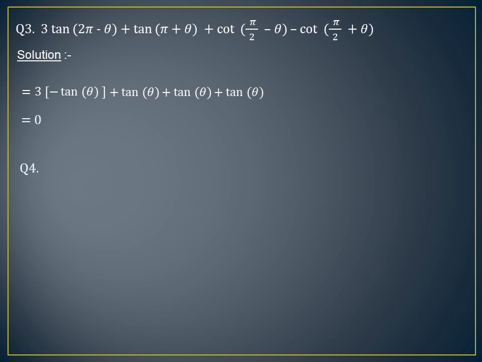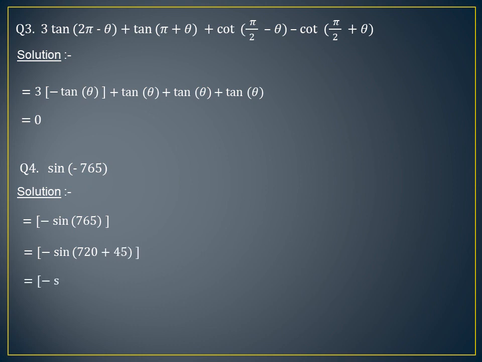The last question is sine of minus 765, which is equal to minus sine 765. Now the nearest standard angle to 765 is 720. So we'll have minus sine of 720 plus 45, minus sine of 4 pi plus 45, which is equal to minus sine 45. So the answer is minus 1 upon root 2.